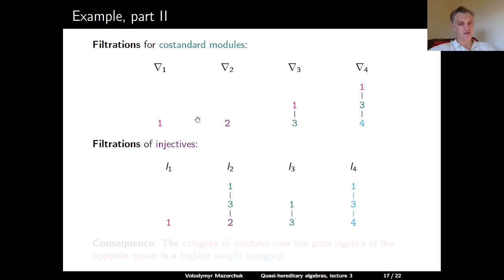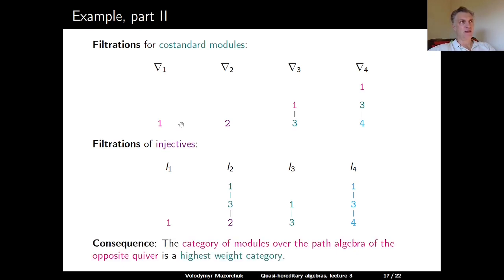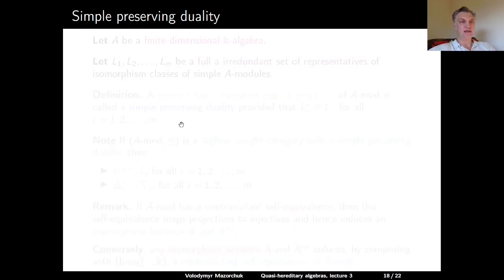Now the filtrations of injectives. I4 is nabla 4, so everything is great. I3 is nabla 3, everything is great. I2 has nabla 2 in the socle, here in the bottom, and then if we factor it out, we get nabla 3. So that's okay. And I1 is nabla 1. So the consequence: the category of modules over the path algebra of the opposite quiver to our original quiver is a highest weight category. At the end of today's lecture, let us discuss the notion of a simple preserving duality.